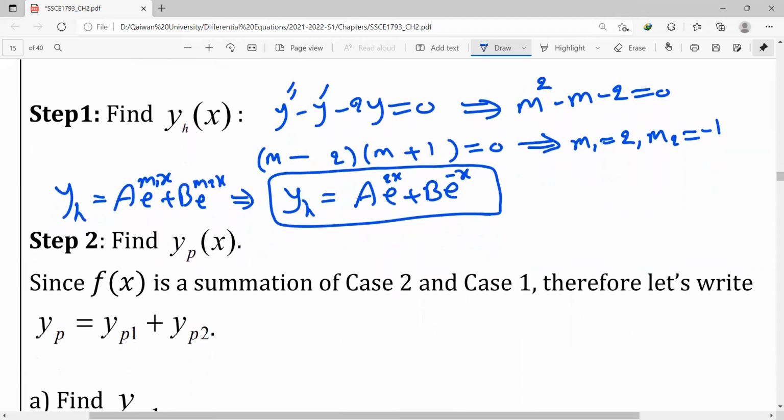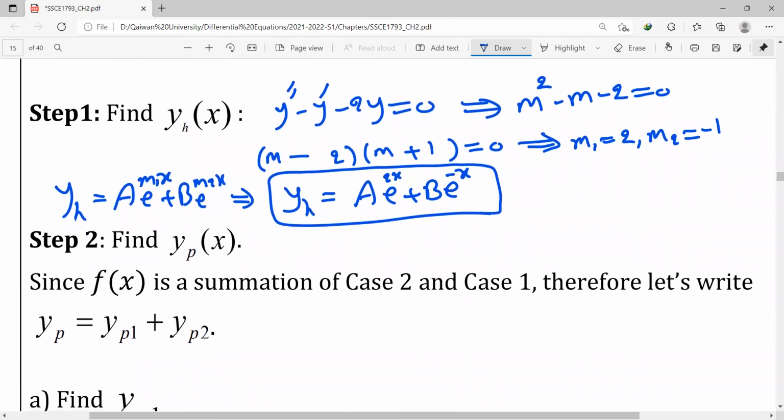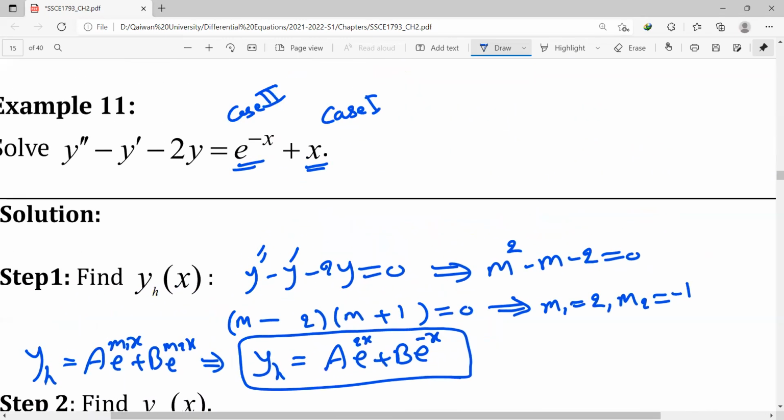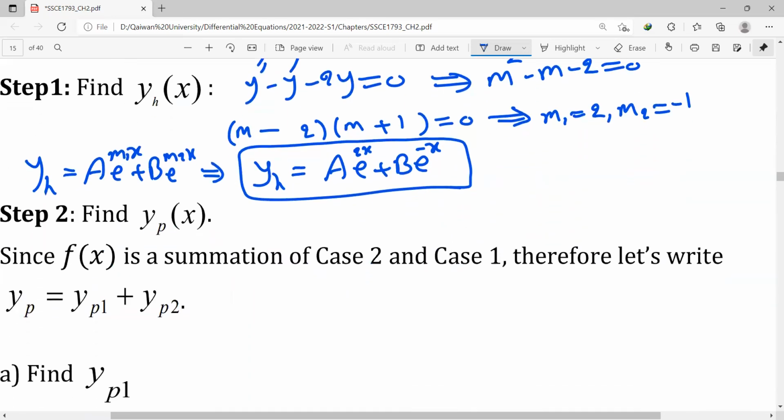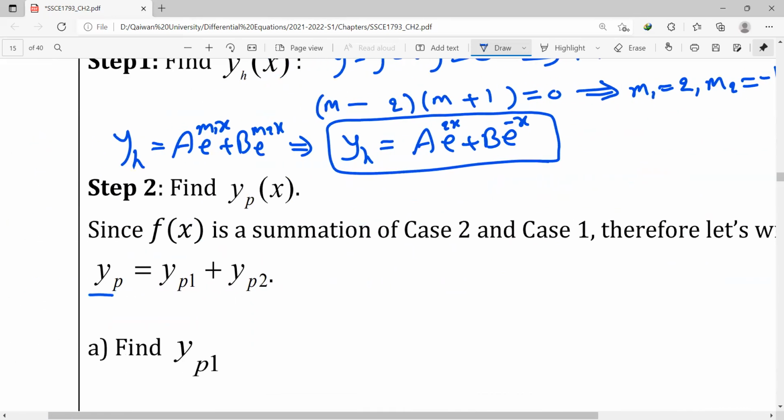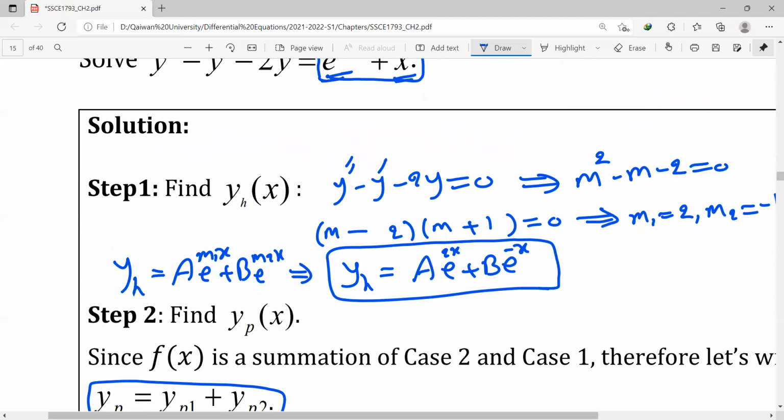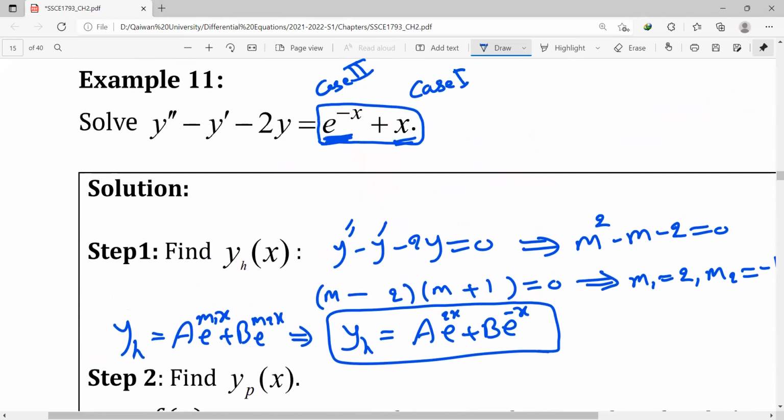Now, to find the particular solutions. Since the right-hand side is the sum of two cases, you must find two particular solutions. One for the exponential part and one for the polynomial part. We say yp is yp1 plus yp2. First, for yp1, let's work on the exponential part.